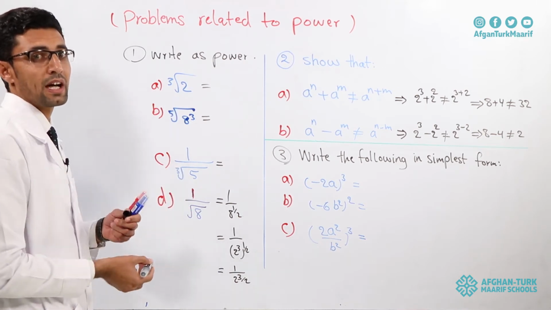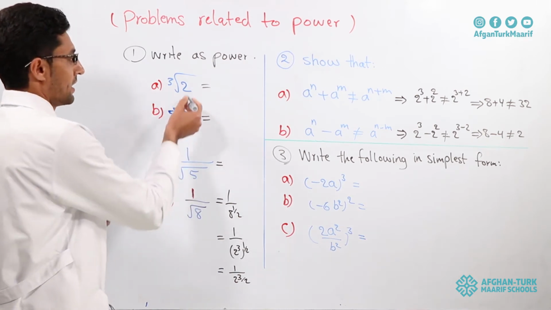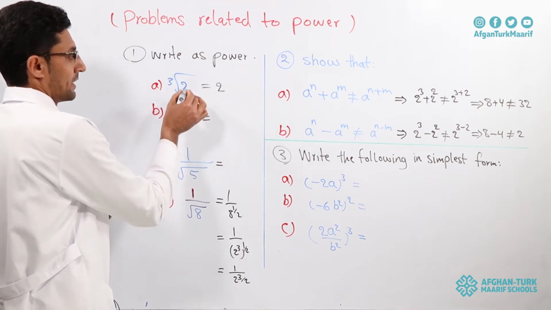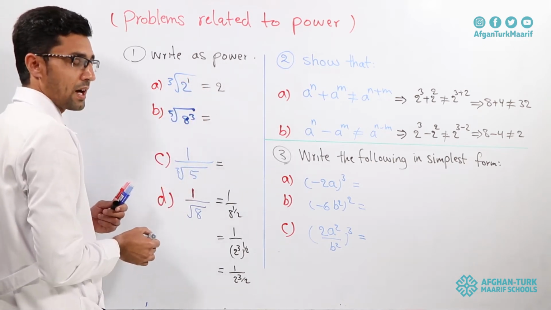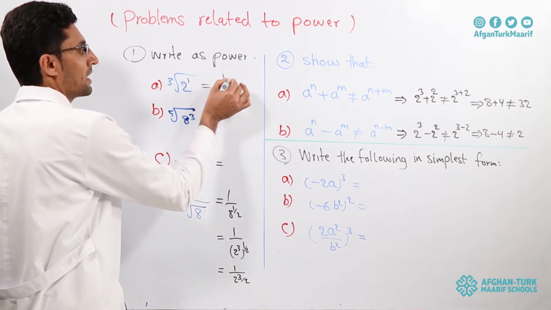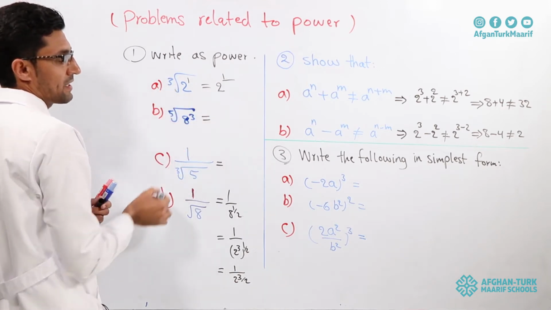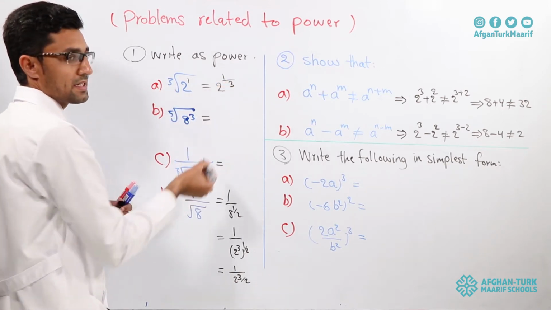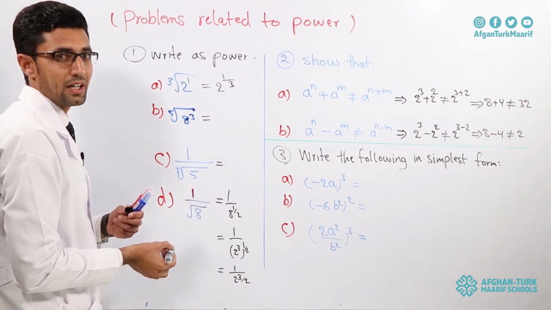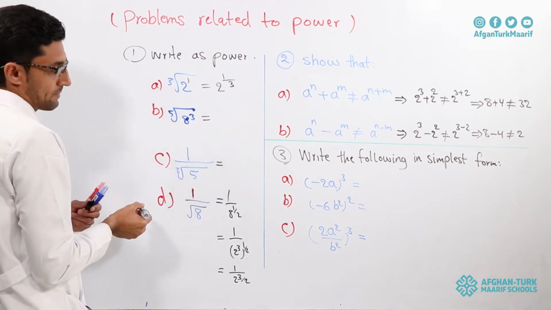And how can we write it as power? Okay? At first we write the base. And what is the power of the base? 1. We write 1 in the numerator. And what is the degree? 3. Very simple.